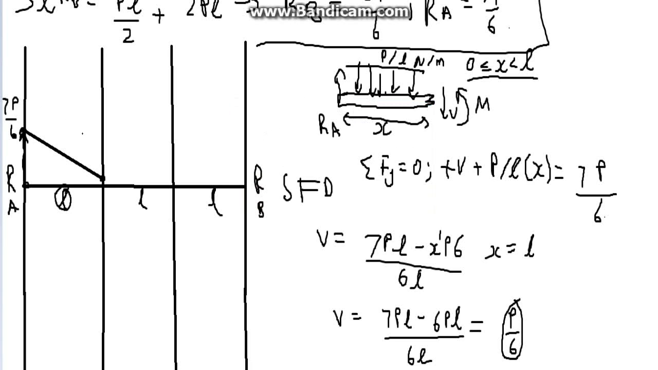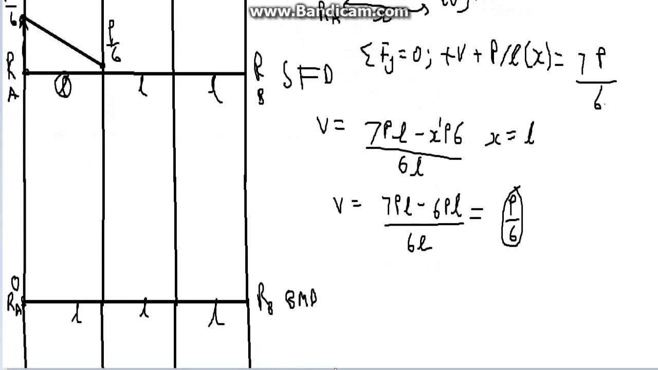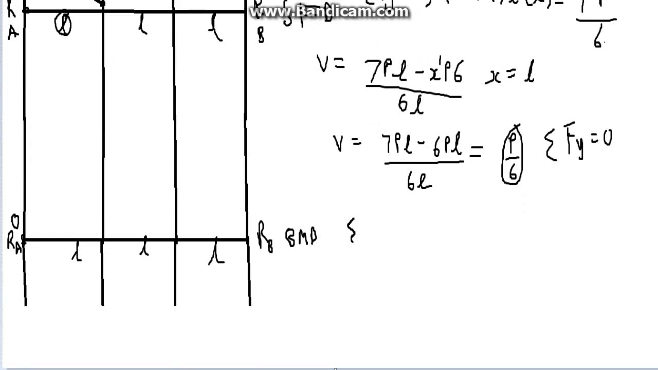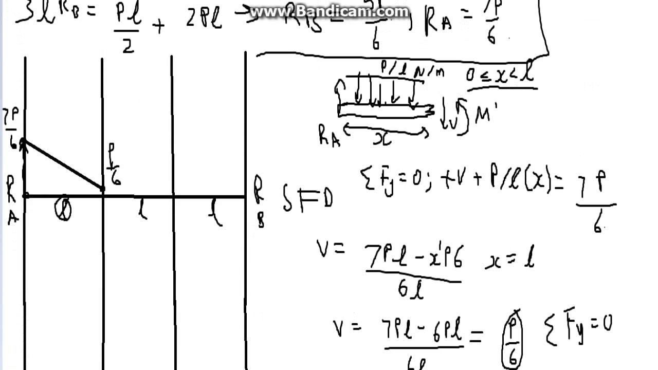Linear line intersecting at P divided by 6. Okay? Moving on. This is our sum of forces in the y direction equals 0. I already illustrated that before. Okay, now we have to do the moments. So the sum of moments at the end equals 0. And now we're starting the sum of moments from here, everything, all the forces towards the left.